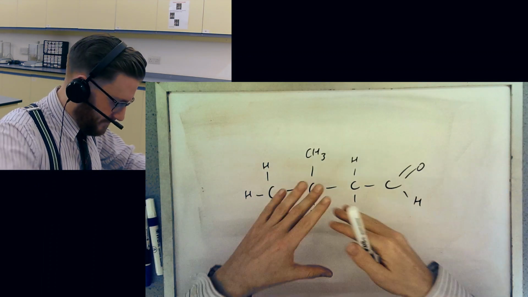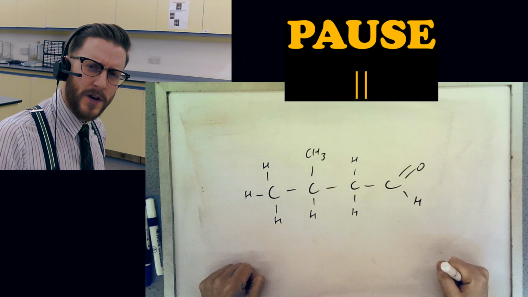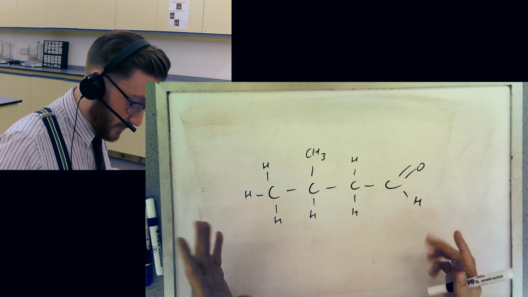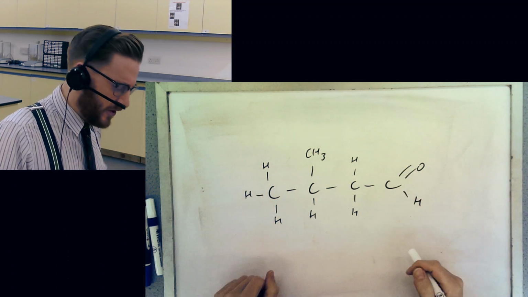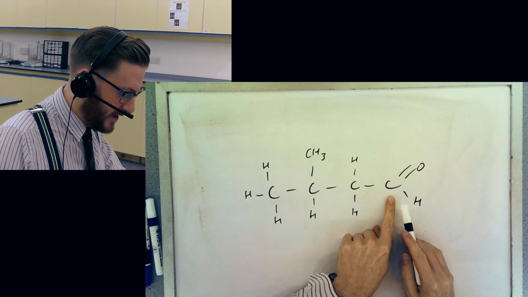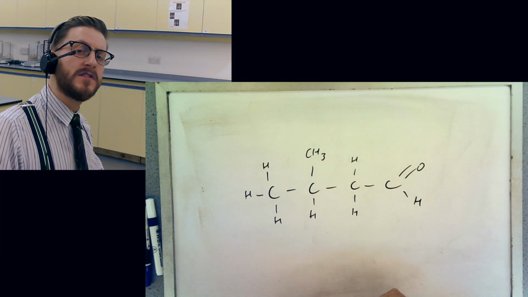You can pause the video now, try and name this yourself, and then we'll go into working out what this is. So with this whole structure here, the first thing I notice is that my carbonyl functional group is right here on a terminal carbon. So I know this is an aldehyde.